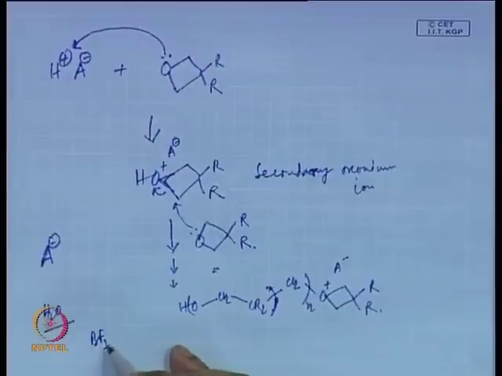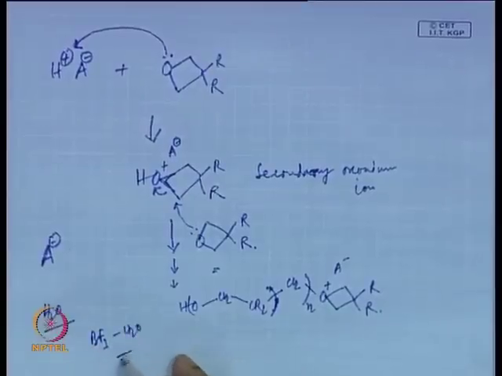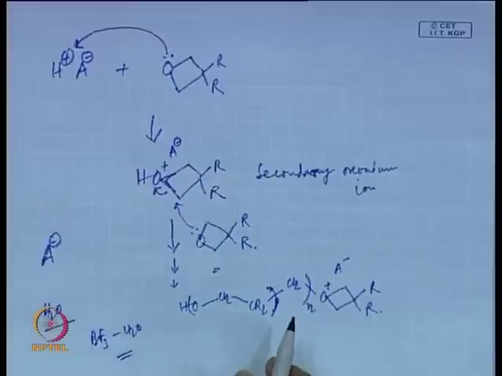Now, other types of initiators, we talked about catalysts and co-catalysts like BF3 and H2O. This can also be used in this cationic ring opening polymerization.